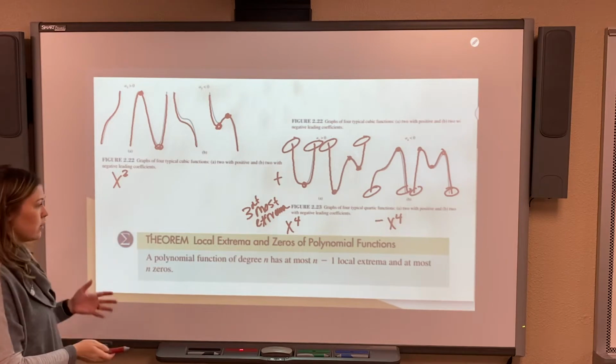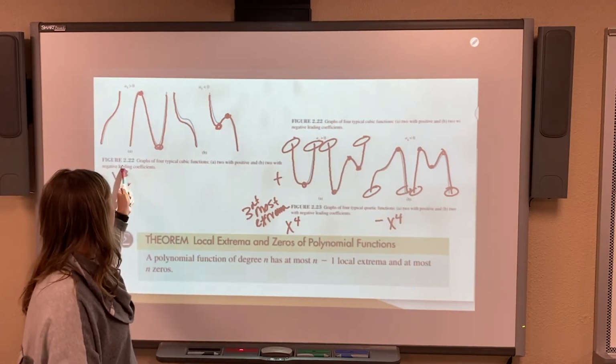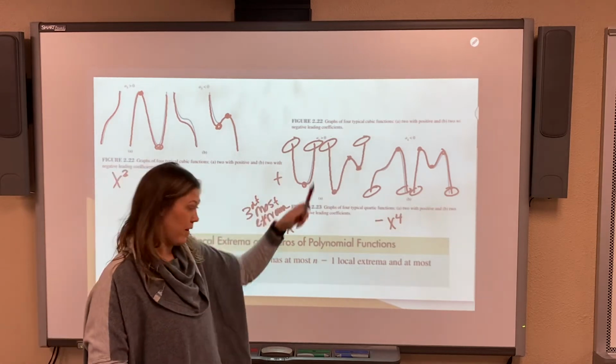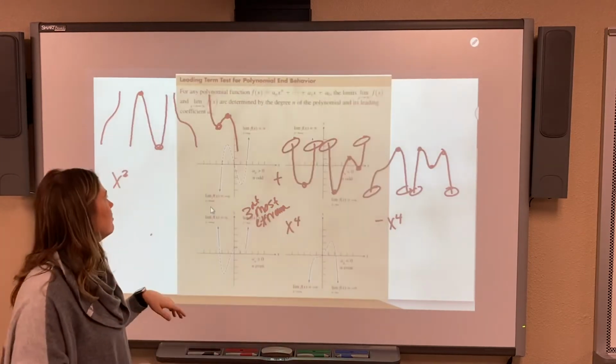And then your zeros, you can have at most 3. So you can have at most 3, here you can have at most 4. You may not have any, actually.